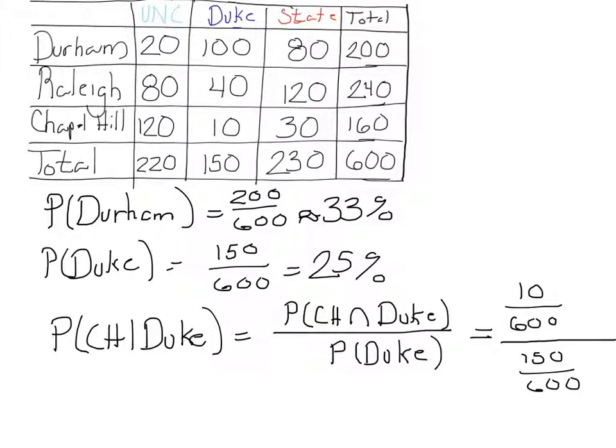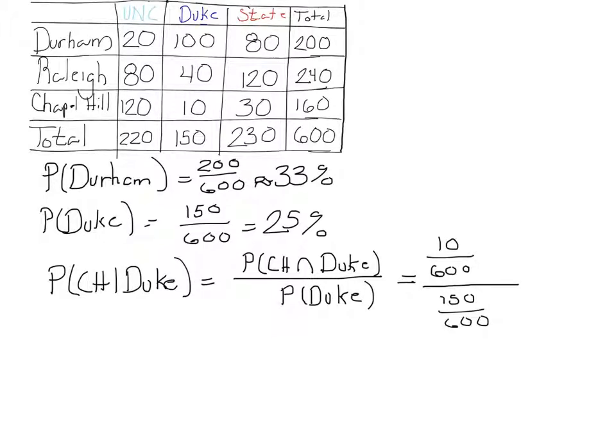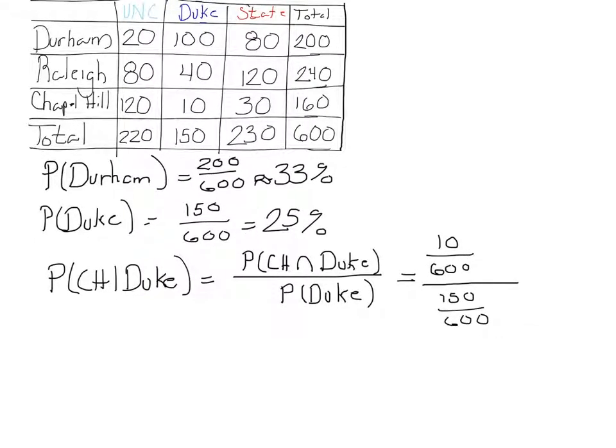Okay, I'm going to zoom out just a little bit. If I simplify this fraction, the 600s go away, and I get 10 over 150, which is approximately 7%. So we know that the chance that I'm from Chapel Hill, given that I'm a Duke fan, is pretty small, because we wouldn't expect most Duke fans to be in Chapel Hill.